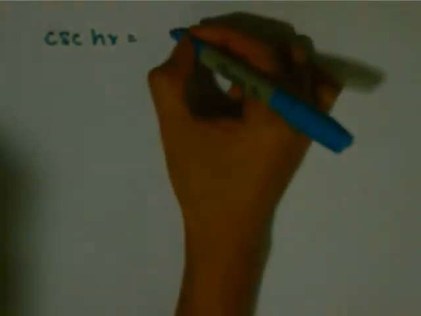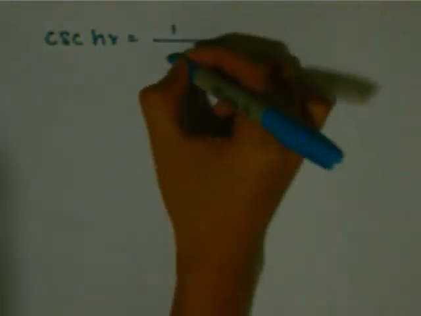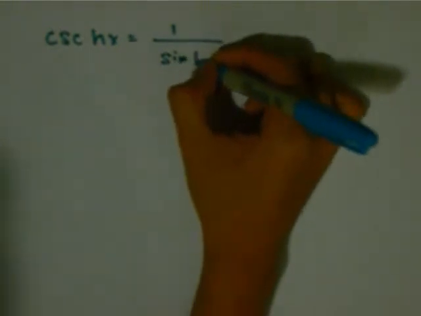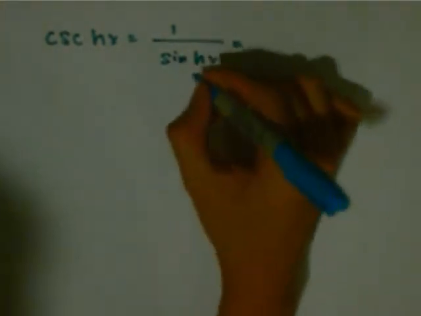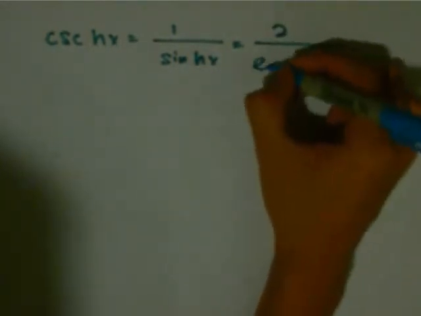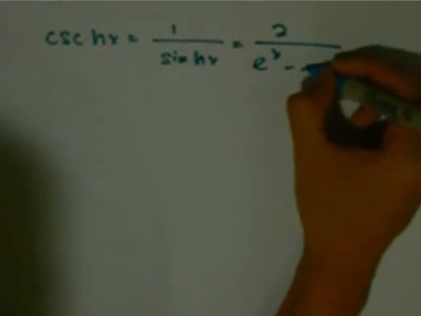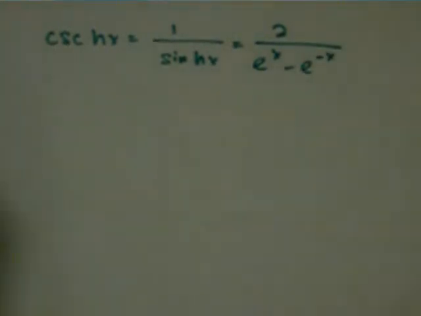Alright, our next graph, cosecant hyperbolic x, is actually our first reciprocal function graph. What this means is we basically just flip the numerator and the denominator around. Same story for the formula. We take the sine hyperbolic x formula and just turn it over: 2 divided by e^x minus e to the power of negative x.